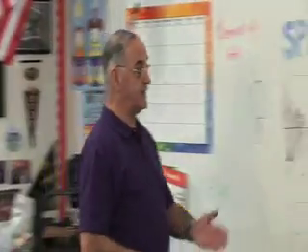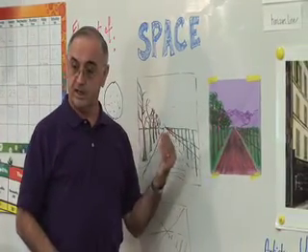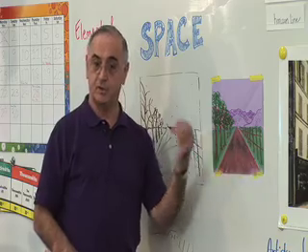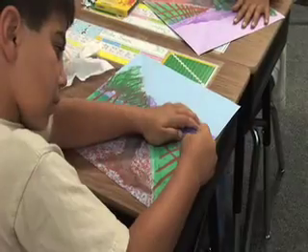Take a few minutes now and put your highlight, the light on the left side of your trees and your fence posts to give a three-dimensional look of form.